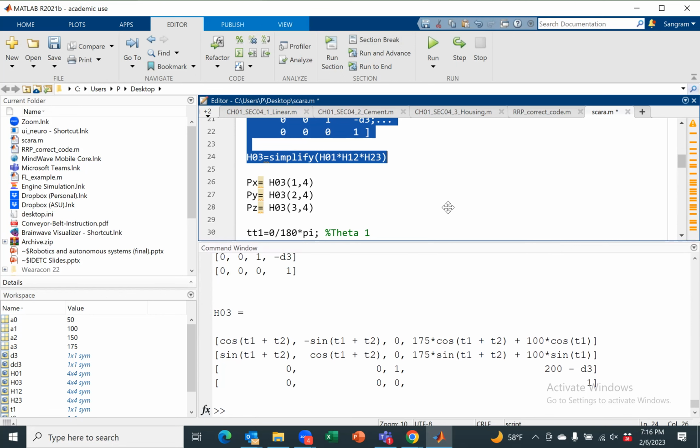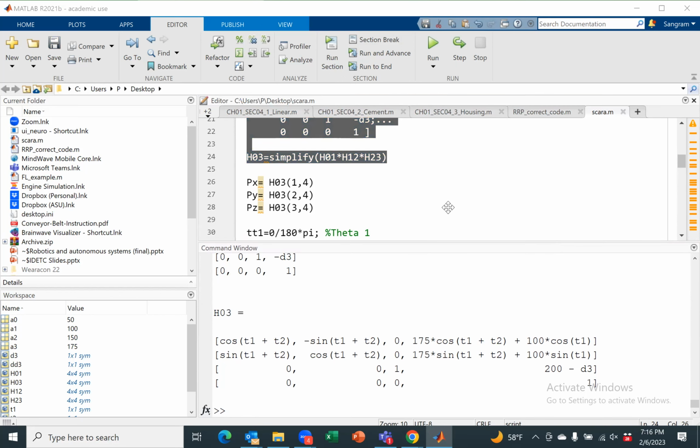But I think you should be able to see this easily. Can you see A1 cosine theta 1, A2 cosine (theta 1 plus theta 2), which is Px. Py is A1 sine theta 1, A2 sine (theta 1 plus theta 2). And Pz is 200, which is the offset, minus. So whatever we derive from the intuition or looking at the kinematic diagram, we get the exact same answer from doing the homogeneous composition. So we'll stop here.